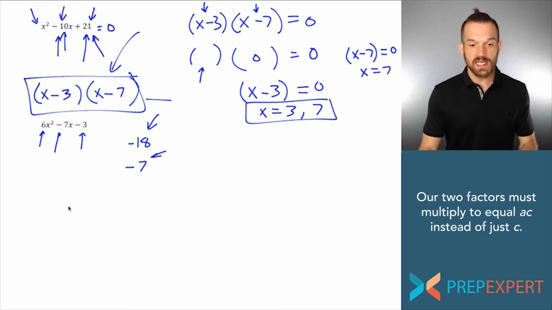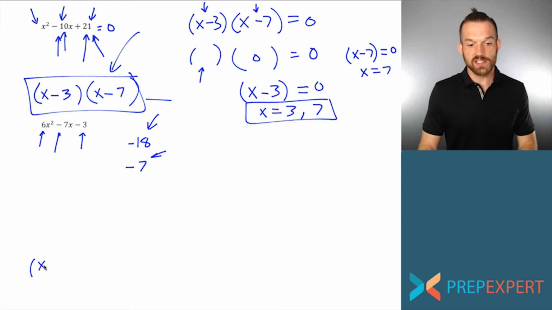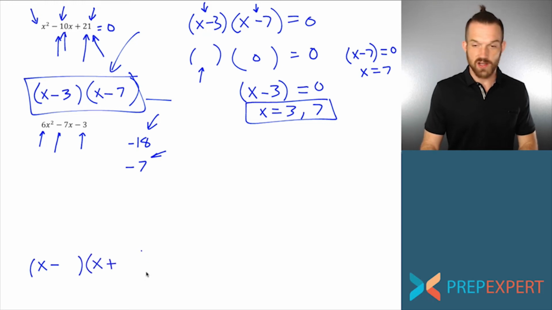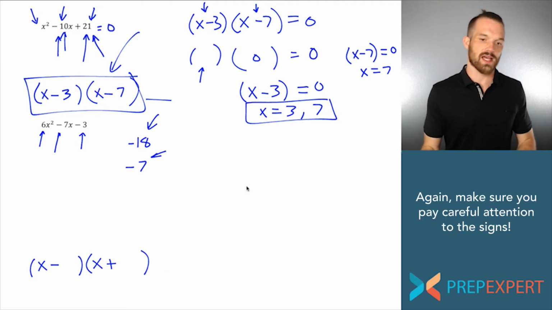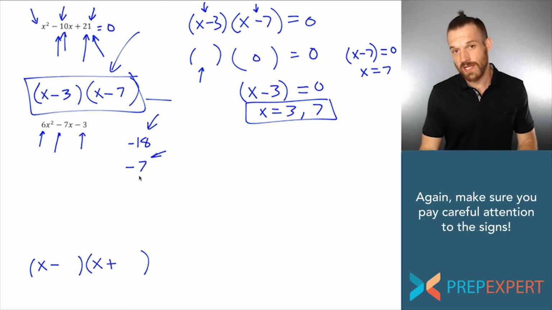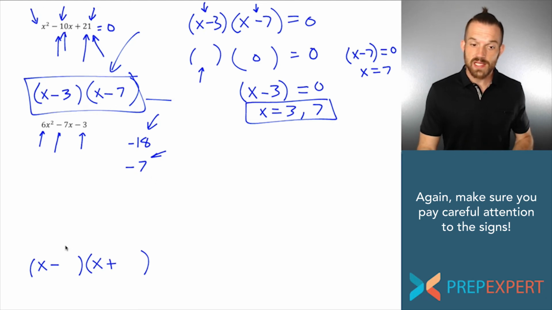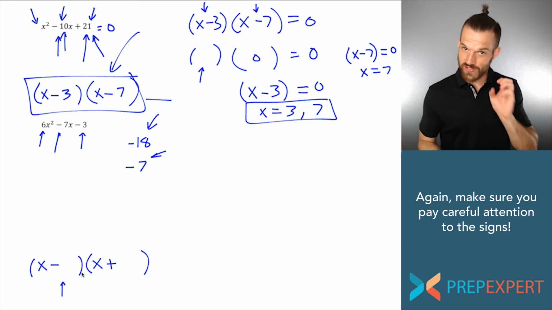For a product to be negative, that means that one of my factors must be negative and the other must be positive. That's the only way I can get a negative product, to have a negative factor and a positive factor. So I know that their sum here is negative. If they add together to give me a negative sum, that means the bigger number must be the negative number, because when I add them together, I've still got negative left over.